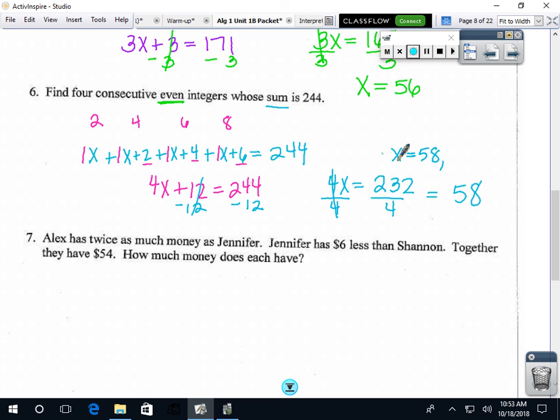The next number is 2 more, which is 60. The next number is 4 more than the 58, which is 62. And then the last number is 6 more than the 58, which is 64. And those are 4 consecutive even integers. And if you add them up, 58 plus 60 plus 62 plus 64 does equal 244. So those are the right numbers.